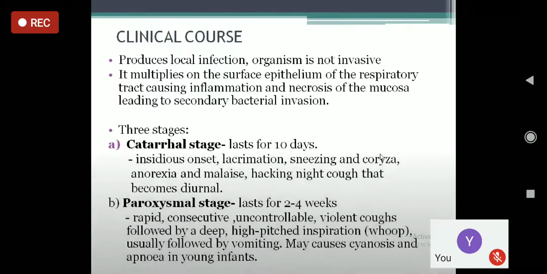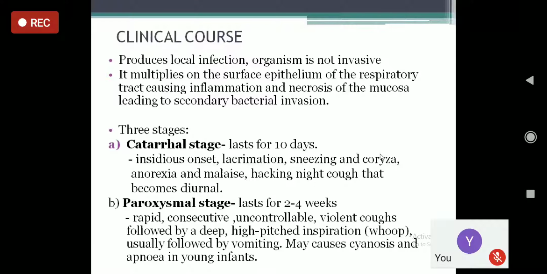So it occurs in 3 stages. First is catarrhal stage, which lasts for first 10 days. So it is insidious onset. There is lacrimation, meaning tears come from the eyes. Watery eyes will be there. Sneezing, coryza, meaning nasal discharge develops.